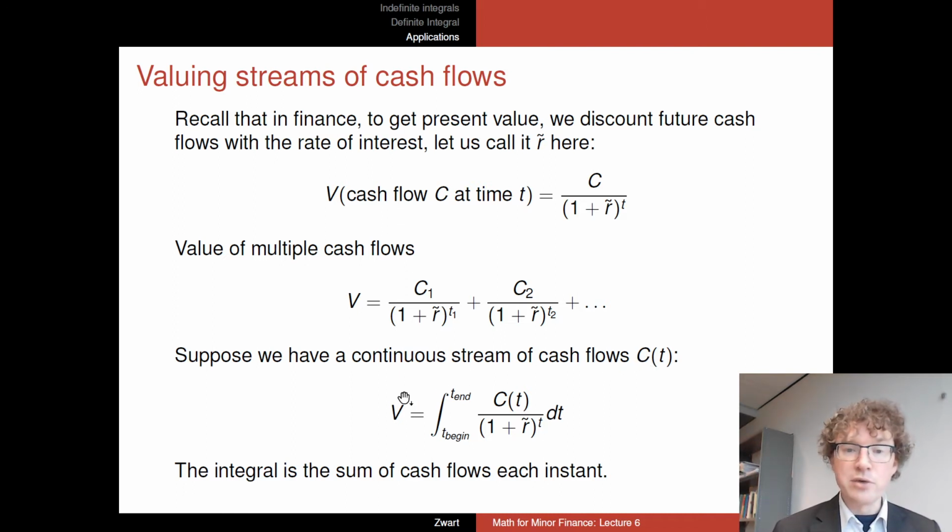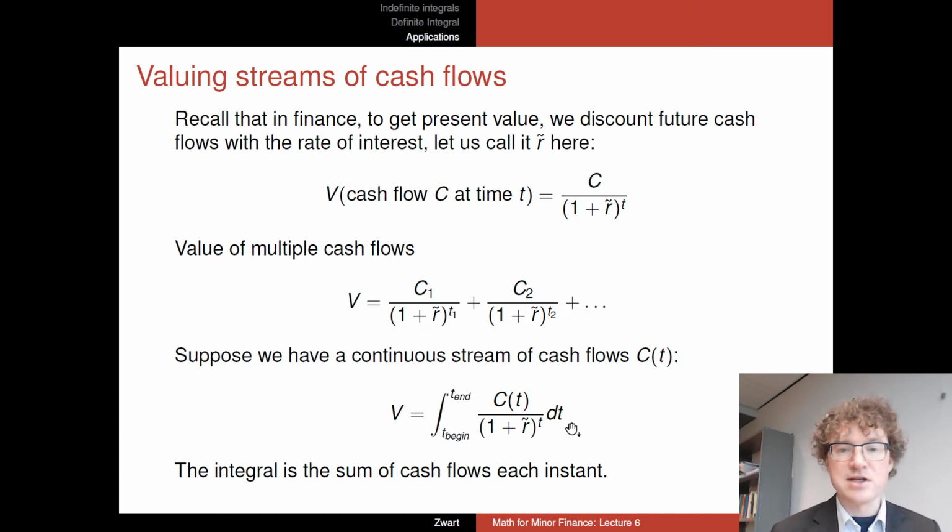What our total present value would be, adding all those little areas up, would be the same as taking the definite integral of the present value of each of these cash flows. So C at that particular moment t, discounted with discount factor 1 plus r tilde to the power t. And the adding up means taking the integral between the beginning time and the ending time. So say from today, time equals 0, to 10 years from now, time equals, well, lots and lots of seconds. And integrating over time dt.